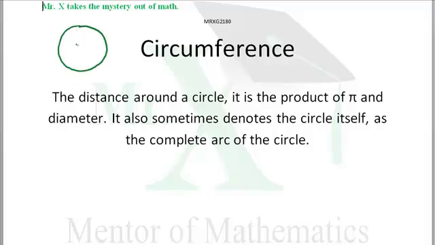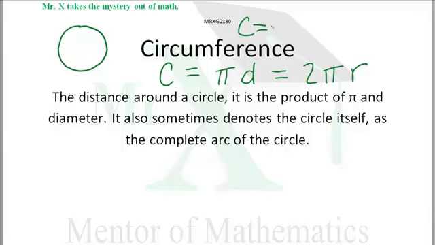Well, that's circumference. And we calculate it with this very famous little formula, pi d, or pi times twice the radius. Now these factors can be in any order. I mean, we could say that C equals d times pi, or equals 2 times r times pi, or equals pi times r times 2. Whatever floats your boat, but you have to know what's going on here.